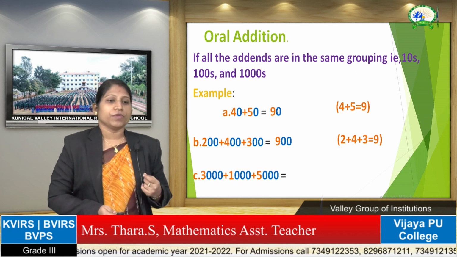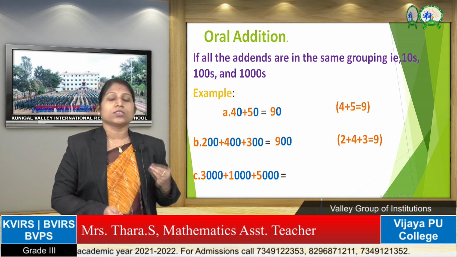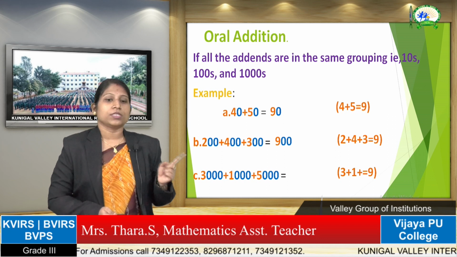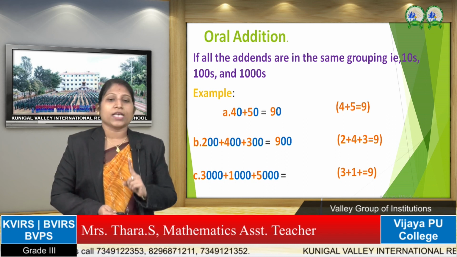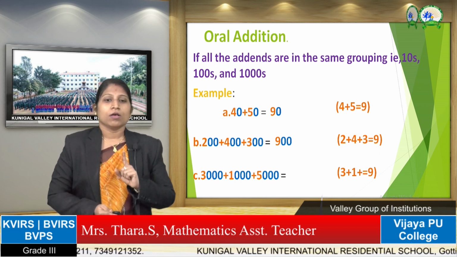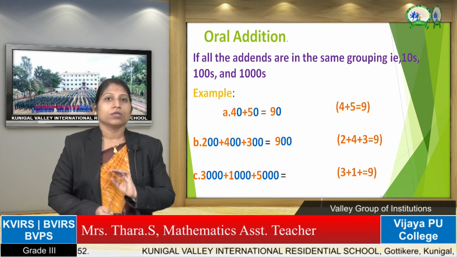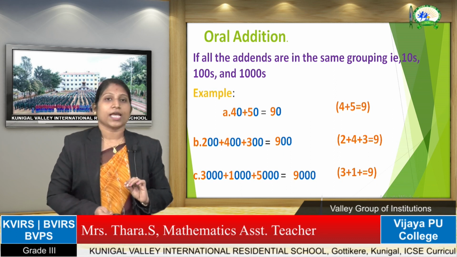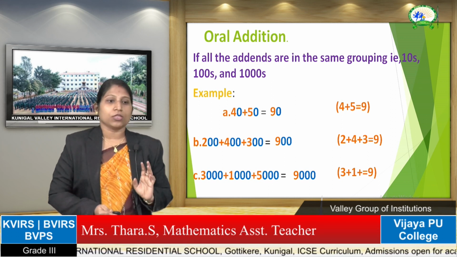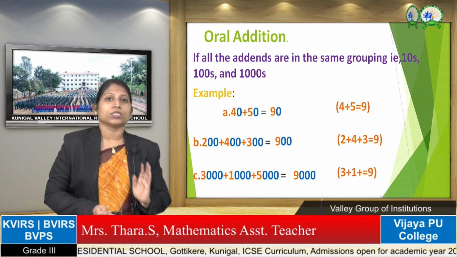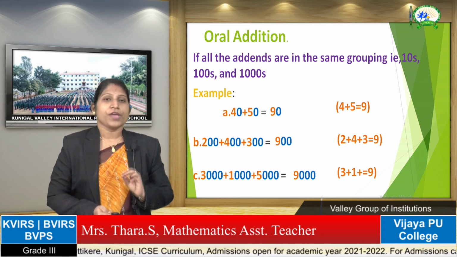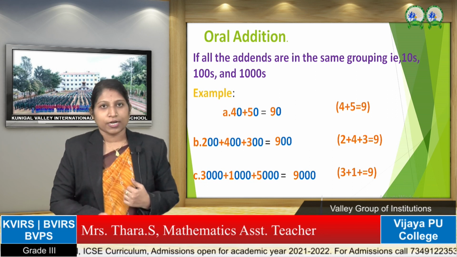Okay, children. Next we have the thousands place. 3000 plus 1000 plus 5000. 3 zeros should come there. First add 3 plus 1 plus 5. You have to look there. 3 plus 1 plus 5, what? 9. Oh yes, 9. 9000. Finally we get the answer 9000. 3000 plus 1000, 4000. 4000 plus 5000, 9000. This type of addition we call oral addition, children.